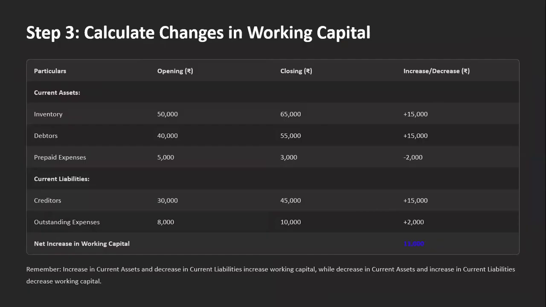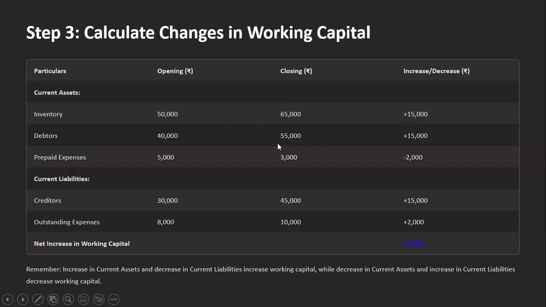I'm not going into more detail about what inventory, debtors and prepaid expenses are. So my opening balance, when I say opening balance, it means this is the closing balance of last year. And when I say closing balance, it means this is the balance of the current year. In the initial period, my inventory was 50,000 and now it is 65,000. It means there is appreciation in the value of inventory. So when I deduct 65,000 minus 50,000, I get an increase of 15,000.